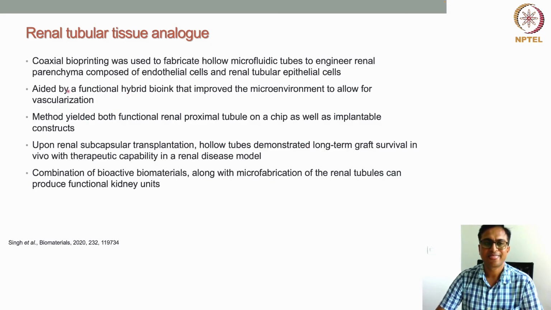The function was improved because they used a functional hybrid bioink, where they used kidney tissue-specific decellularized matrix along with other material to improve the microenvironment. Kidney tissue has certain bioactive factors and cues that promote the function of these cells, and it provides a natural, mimicking biochemical and biophysical environment. That also helps allow the vascularization process in this case.